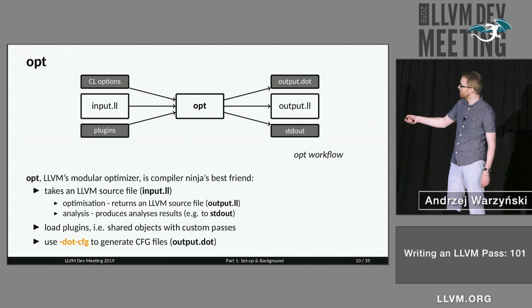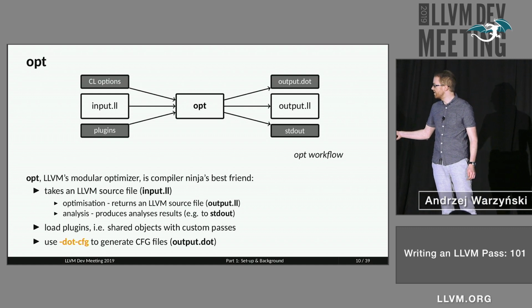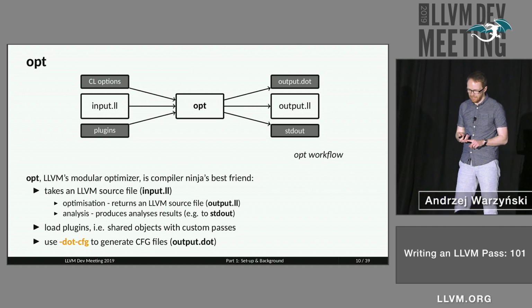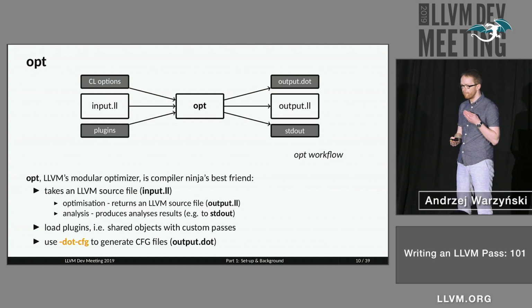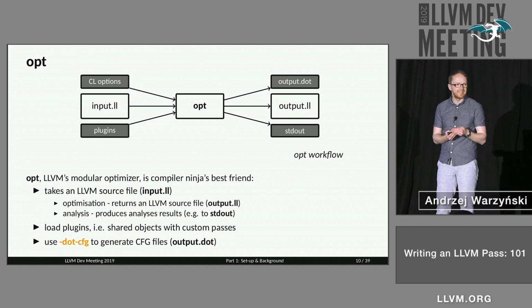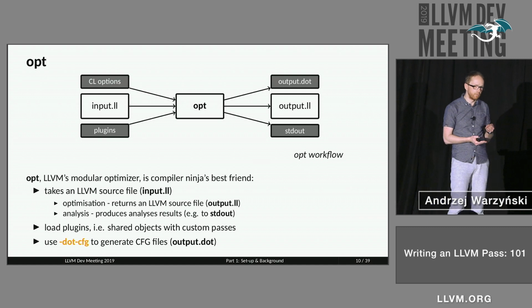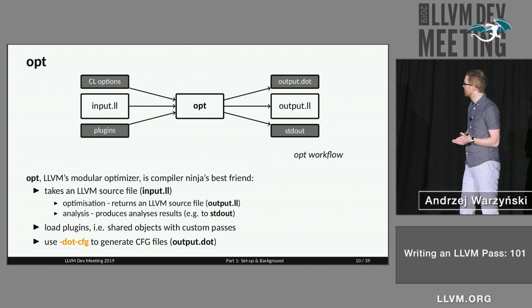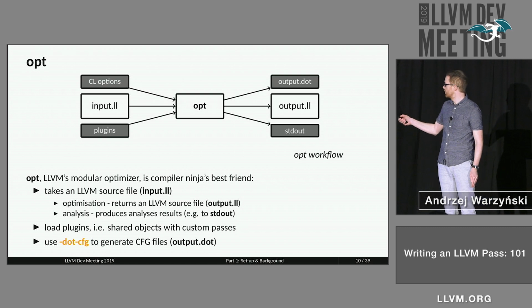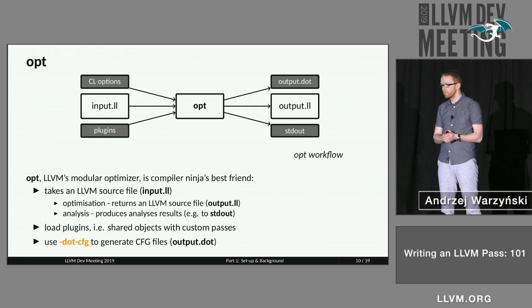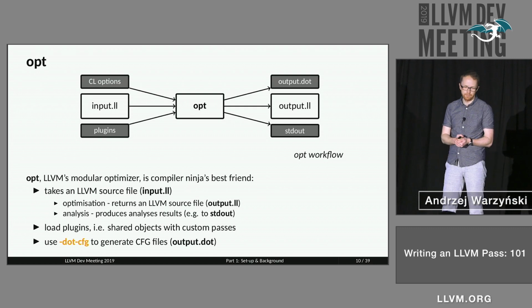Now, as I mentioned, it has plenty of command line options. One of my favorite ones is -dot-cfg, which will generate control flow graph files, which are amazing for debugging and also for trying to understand what's happening internally in LLVM. So that's something that's really worth bearing in mind. And analysis will often be printed to standard output, like here. So that's something you really want to familiarize yourself with.